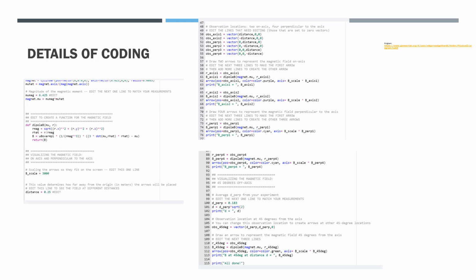In the coding, essentially we create a function that establishes what a dipole is by using the Biot-Savart law that we were given in the lab, and then we set a distance, which in this case is arbitrarily set to 0.25, and a scale. We create observation locations both on axis and off axis, so on all x, y, and z axes, and then we create arrows that point in those directions, and we ultimately create something that will express the net magnetic field at 45 degrees off the axis.